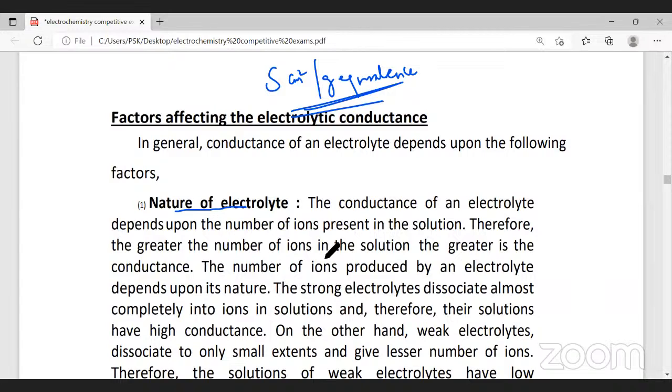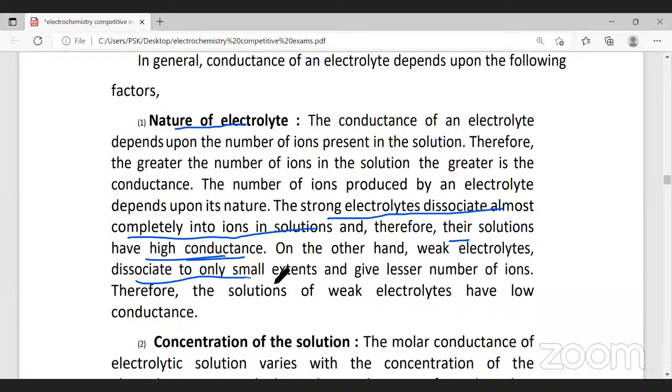See here, strong electrolytes dissociate almost completely into ions, and therefore their solutions have high conductance. On the other hand, weak electrolytes dissociate only to a small extent and give lesser number of ions. Therefore, weak electrolytes have low conductance. Did you understand what I'm telling? Strong electrolytes, more conductance because more ions. Weak electrolyte, less ions, therefore less conductance.